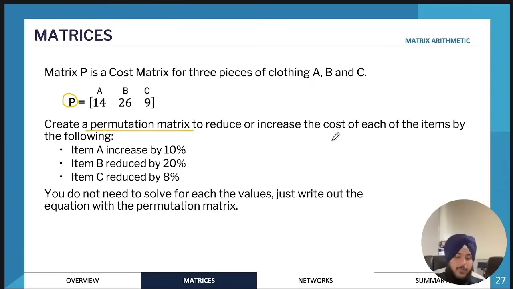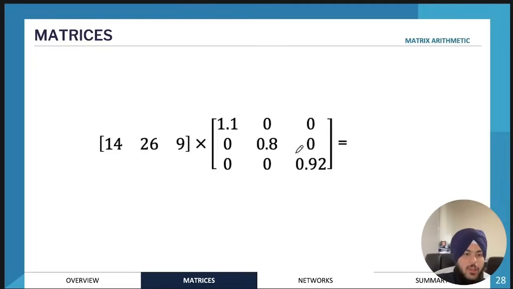So essentially what we're doing in this question is we are marking up the price of these items, or marking down in some cases. So for example, A, we want to increase by 10%. B, we want to reduce by 20%. And C, we want to reduce by 8%. So this would be the answer here. So we have the cost of the items, and then we multiply it by the permutation matrix.